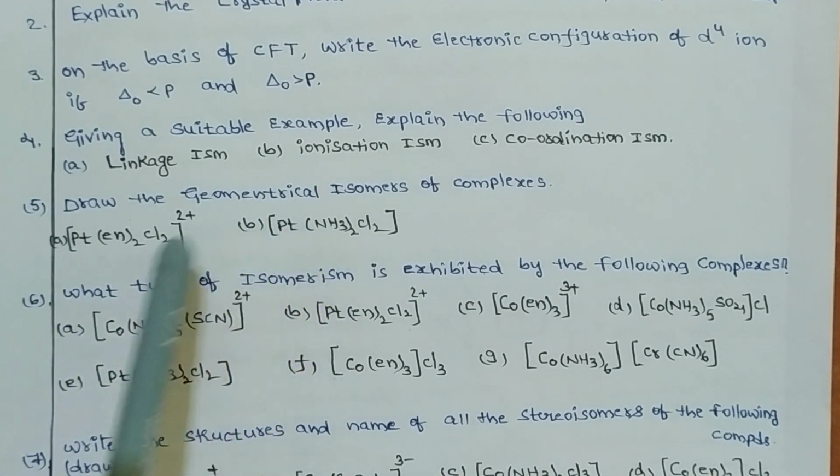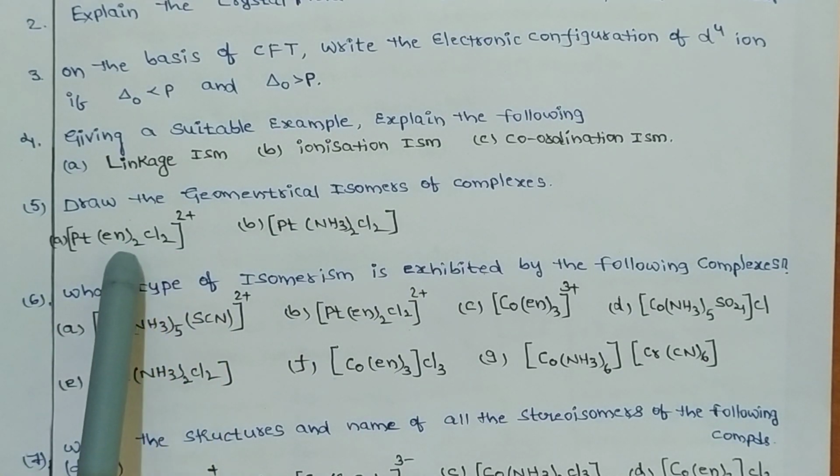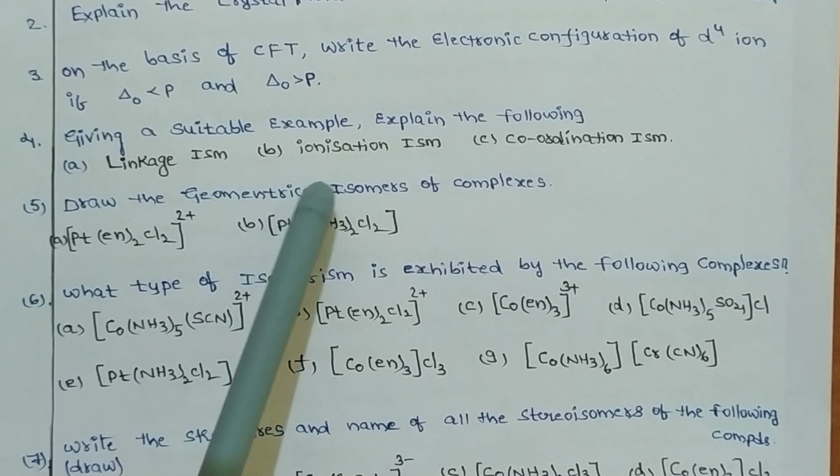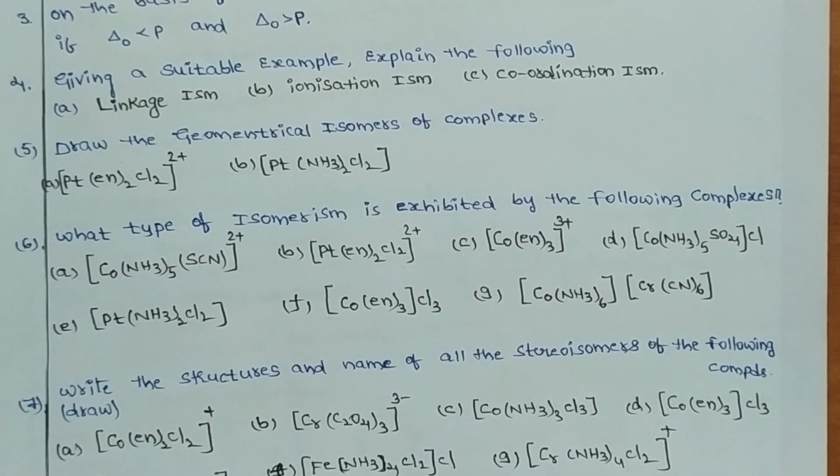Next, this is the most important model question from isomerism. They will give one complex compound and ask for the geometrical isomers or isomers of the compound. Practice mostly NCERT questions. So when this complex is given and geometrical isomers are asked, we have to write cis and trans. That is the fifth question.